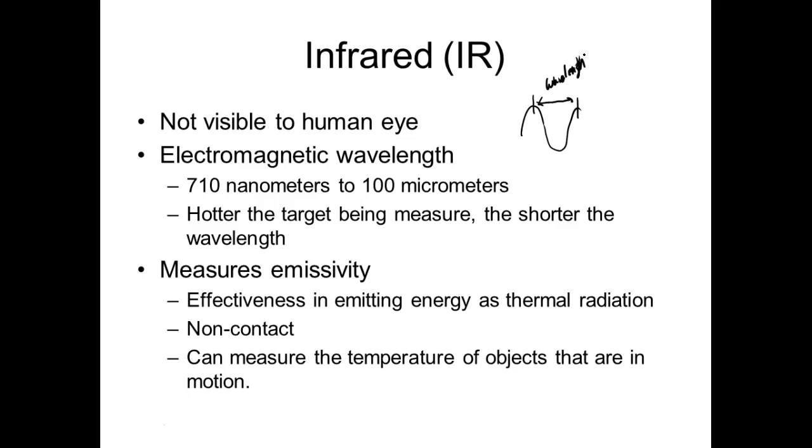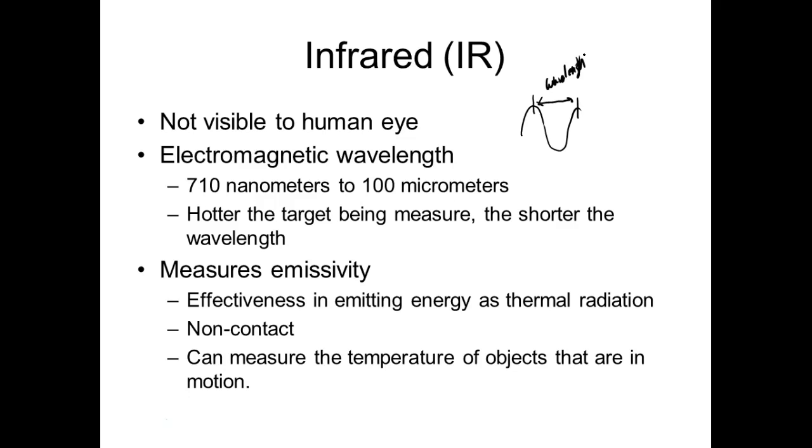Effectiveness is emissivity, thank you. Emissivity is the effectiveness in emitting energy as thermal radiation. These are non-contact. They measure the temperature of an object that is in motion. But you've got to be real careful with your aim, right? You understand? Because if you're off just a little bit, then you're not wide.